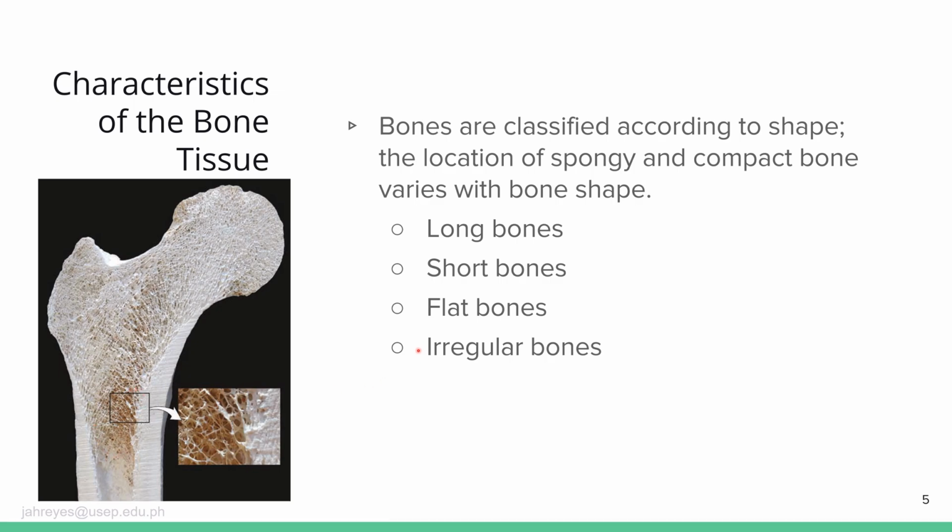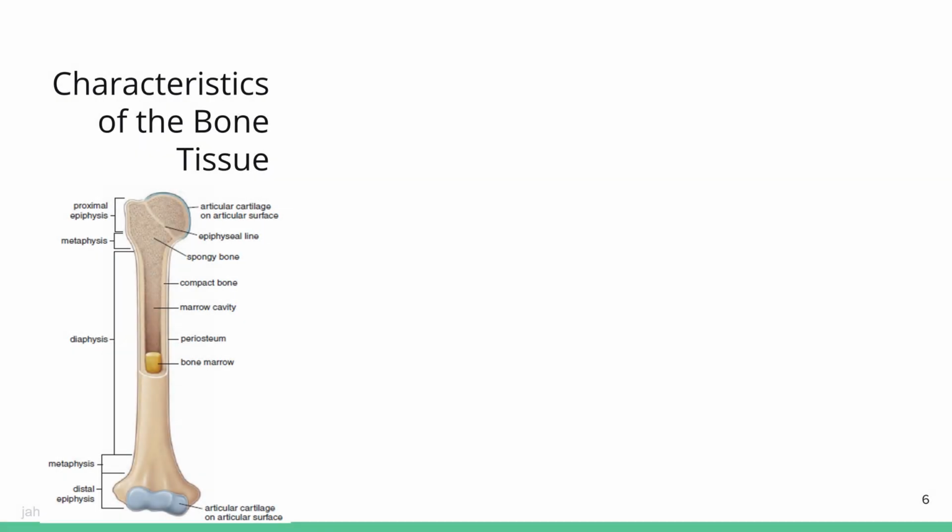The irregular bones are irregular because their shape does not fall into these three categories, and the shape can be complex, as you can observe, for example, in the vertebra and the ethmoid bone. Those are the types of bones according to shape.